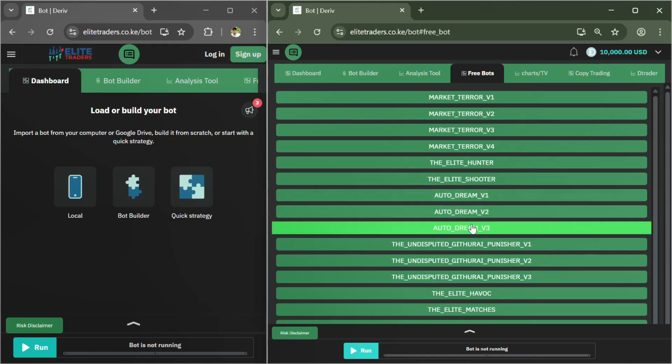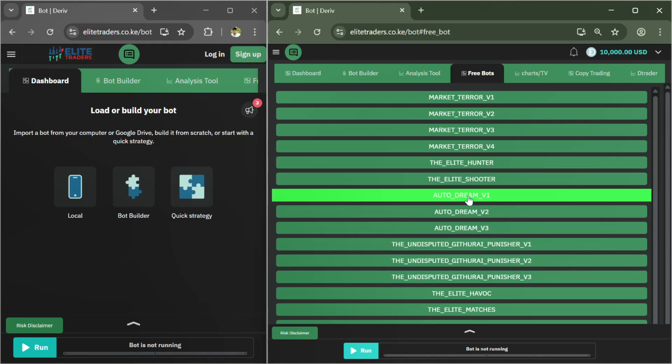In today's video, I will be demonstrating how you can trade using this robot, which has three versions, which we call the Auto Dream, where version 1 trades under 9, version 2 trades under 8, and version 3 trades under 7. When it comes to market analysis for this specific robot, the moment you make a loss, it recovers with under 5.